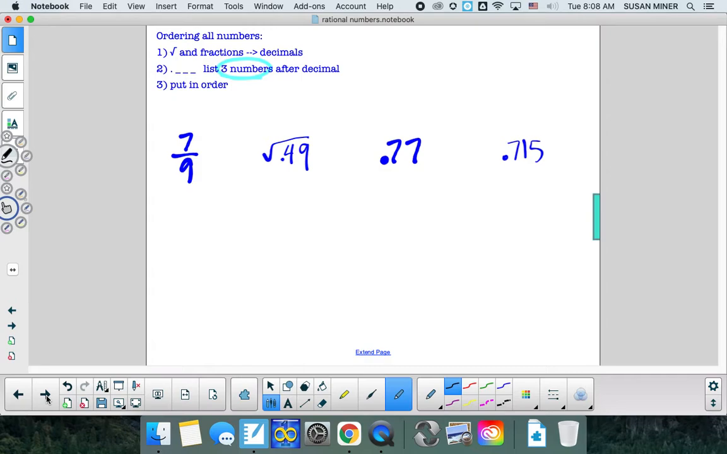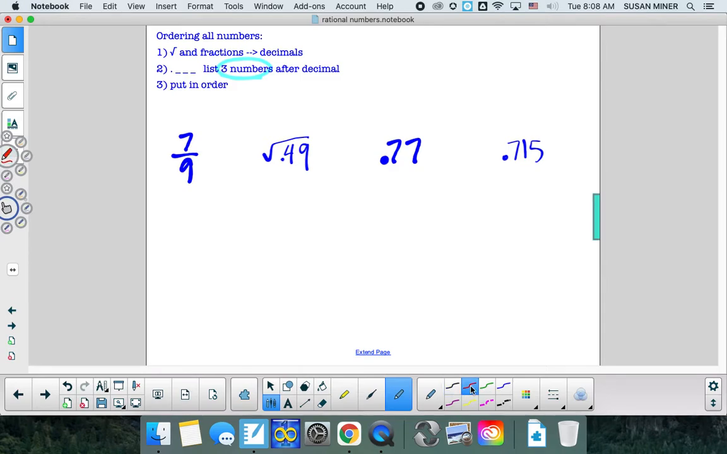So the only language that all numbers can speak is decimal. All numbers can speak decimal. They can all be put into a decimal number. And so if I want to be able to put these numbers in order, the best way to do it is put them all in so that they're speaking the same language.